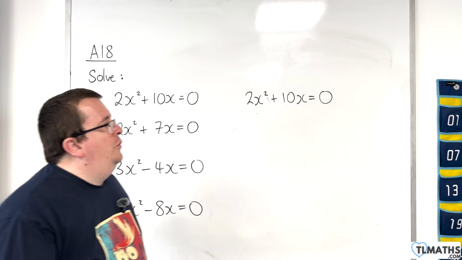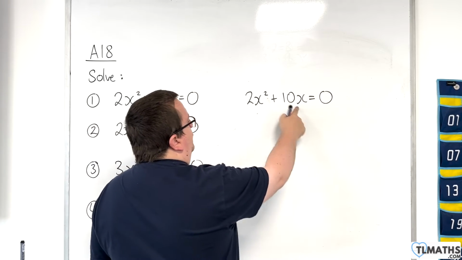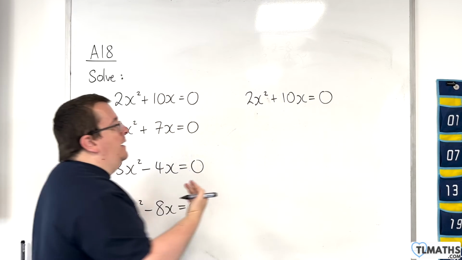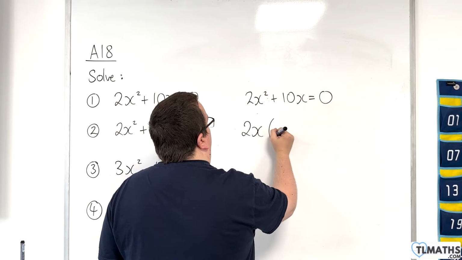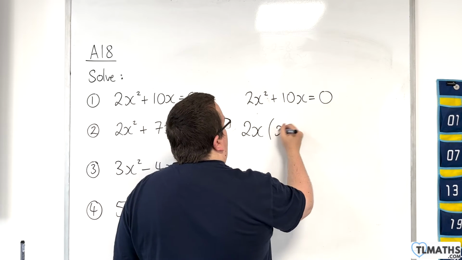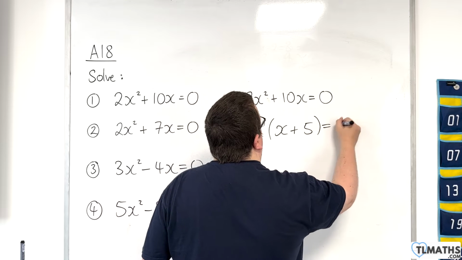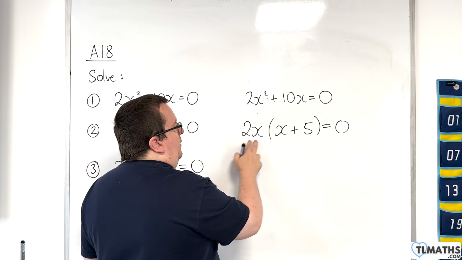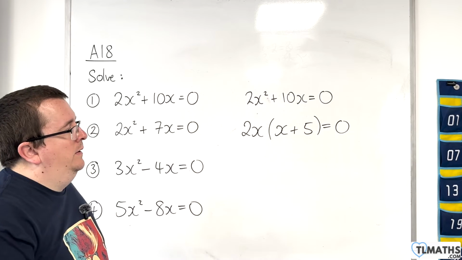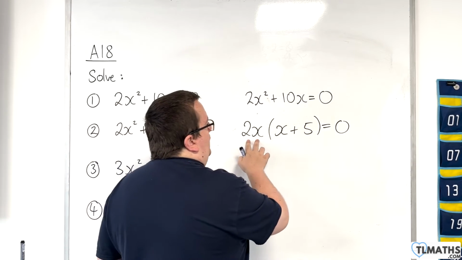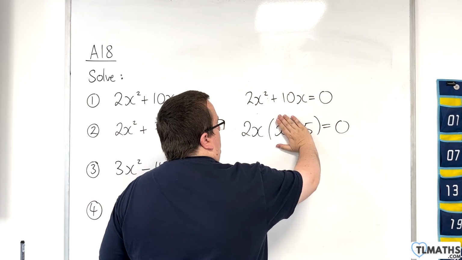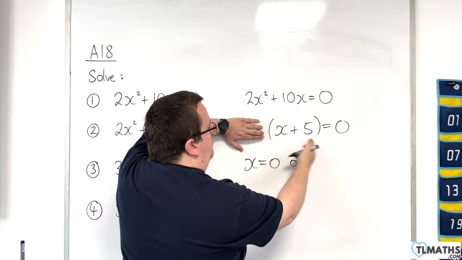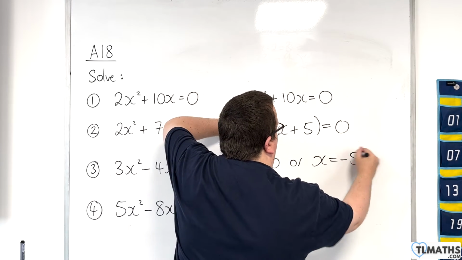Alternatively, you could think, well, both terms have a 2 involved and both terms have an x involved. So we could factor both the 2 and the x out of a single bracket, and on the inside of the bracket would be x plus 5. Okay, so just double checking, 2x times x makes 2x squared, 2x times 5 is 10x. And then either the 2x is equal to 0, dividing both sides by 2, you get x is 0, of course, or this bracket is 0, in which case x is equal to minus 5.